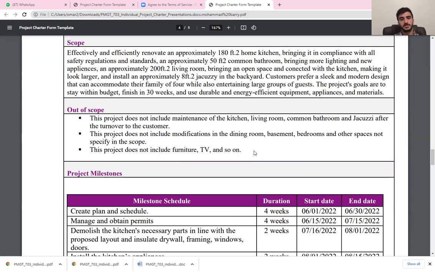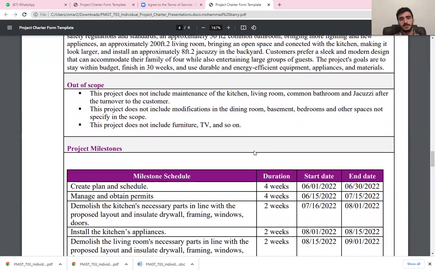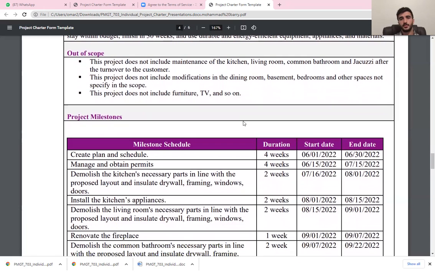The project milestones. When we say the project milestones, it means the process of the project, the life cycle of the project, to make sure that we have the measurement of the procedures, how we are going to achieve the goals of that project. So first of all, we have to create a plan and the schedule. It's going to take from the 1st of June to the 30th of June, 4 weeks.